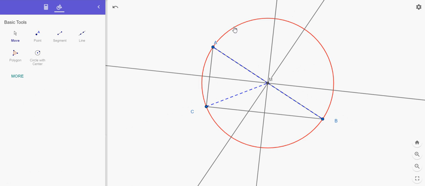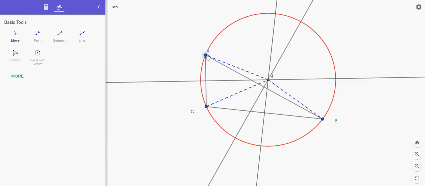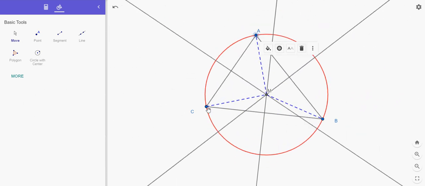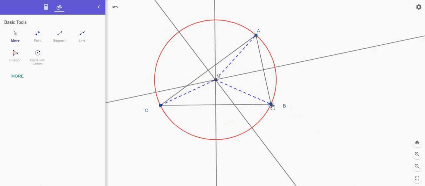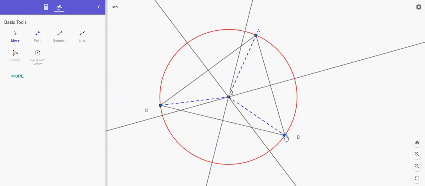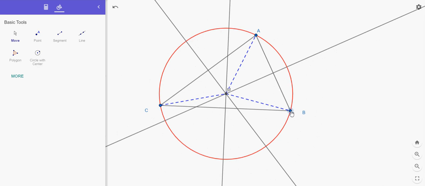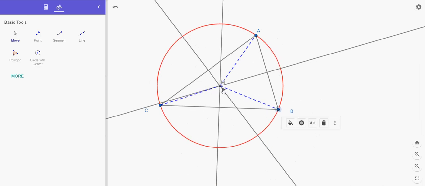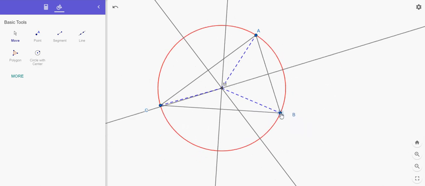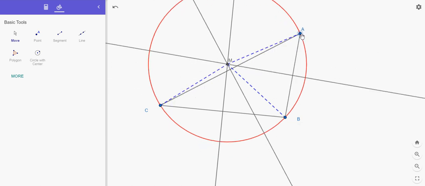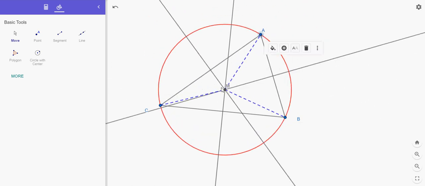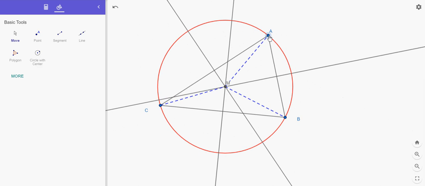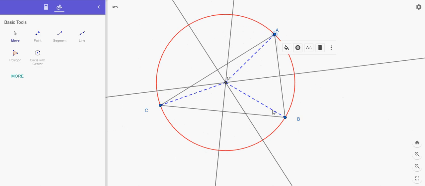The last concurrency I had you explore is the concurrency of the perpendicular bisectors of a triangle. This is, I think, my favorite. It's a really beautiful one. Similar to the incenter, this is the circumcenter of the triangle. It's the center of the triangle's circumscribing circle, the circle that passes through the three vertices. In fact, the existence of a circumcenter, the existence of the point of concurrency for the perpendicular bisectors, proves that every triangle can be inscribed in a circle. All you have to do is construct the circumcenter.